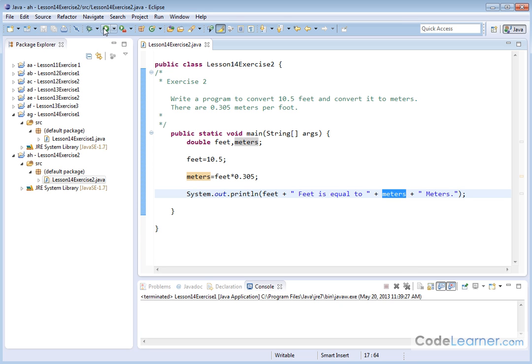So we've already saved it. Let's go ahead and run it. 10.5 feet is equal to 3.2025 meters. And that is the final result.